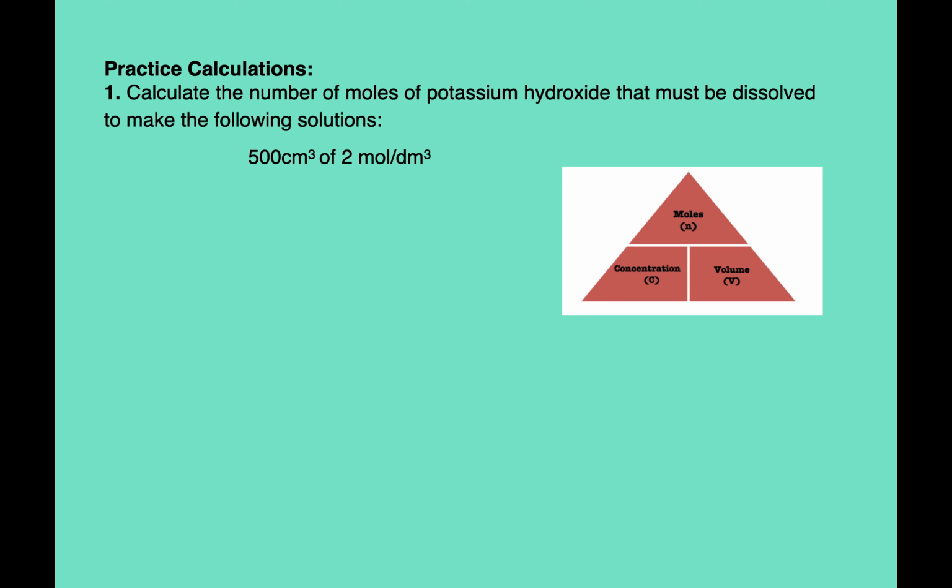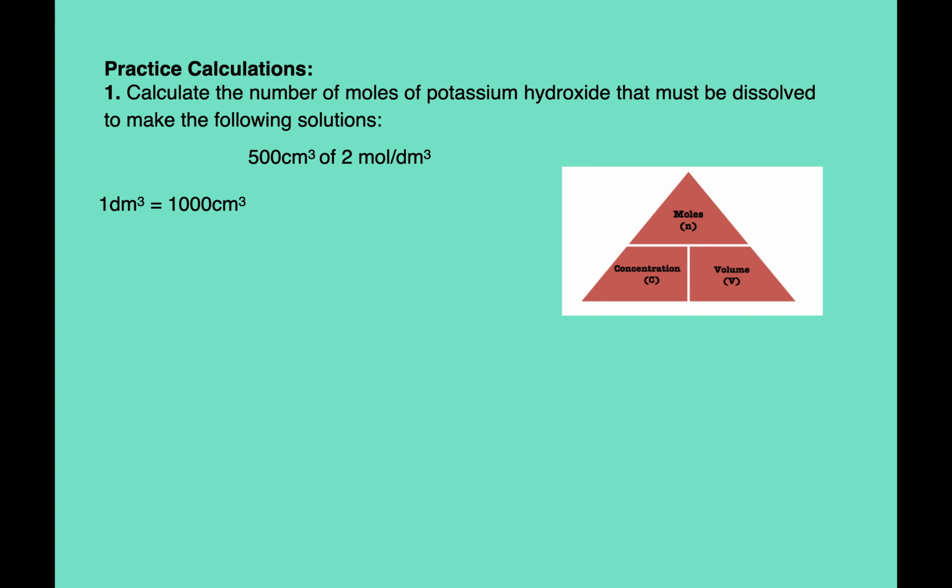Okay, let's do some calculations. It's the best way to get used to these new equations, isn't it? So, calculate the number of moles of potassium hydroxide that must be dissolved to make the following solutions. We want 500 centimeter cubed of 2 moles per decimeter cubed solution. So what are these two things? 500 centimeter cubed is a volume there, and 2 mole per decimeter cubed is a concentration. So the thing that we're looking for is the number of moles.